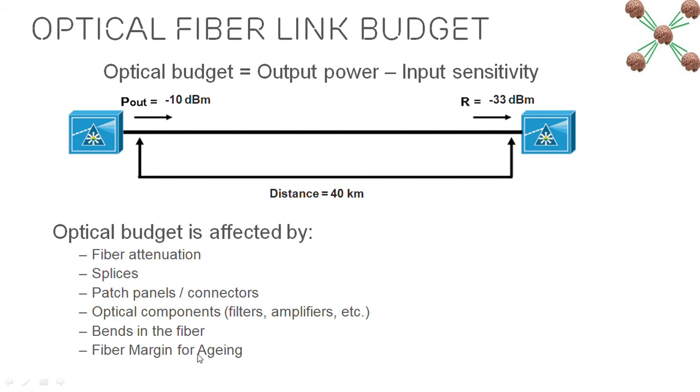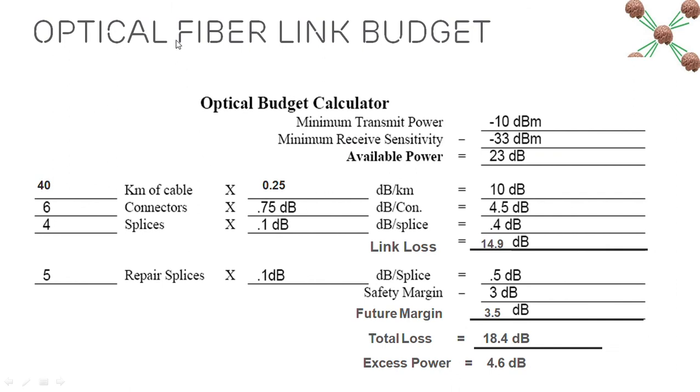And the last thing is the fiber margin for aging, because as the time passes, as you use a fiber for a long period of time, then the loss of fiber increases. So you have to put some margin. Generally, if you have a margin of 3-4 dBs, then that fiber can work for you, for example, for 10 to 20 years. So this is a budget. As we said that minus 10 we are sending, and minus 33 we can receive. So it means we have an available power of 23 dB.